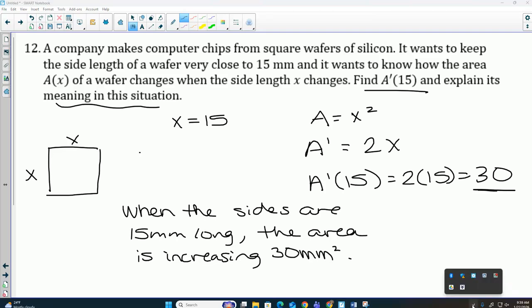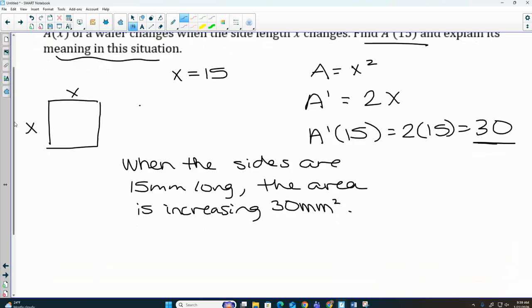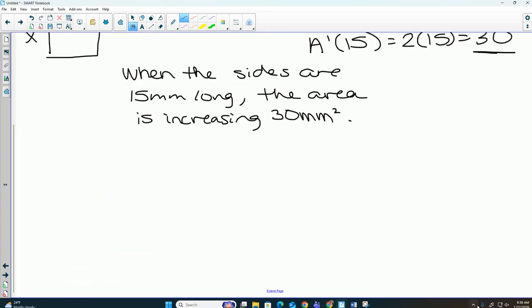So really just testing again. Do you understand that a derivative is a rate of change? So if I'm asking for the derivative of A, that's how the area is changing at that particular point in time.